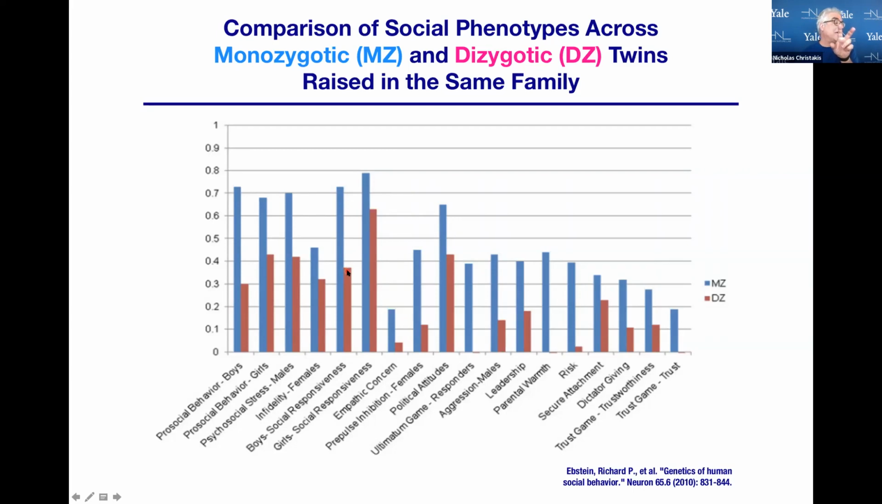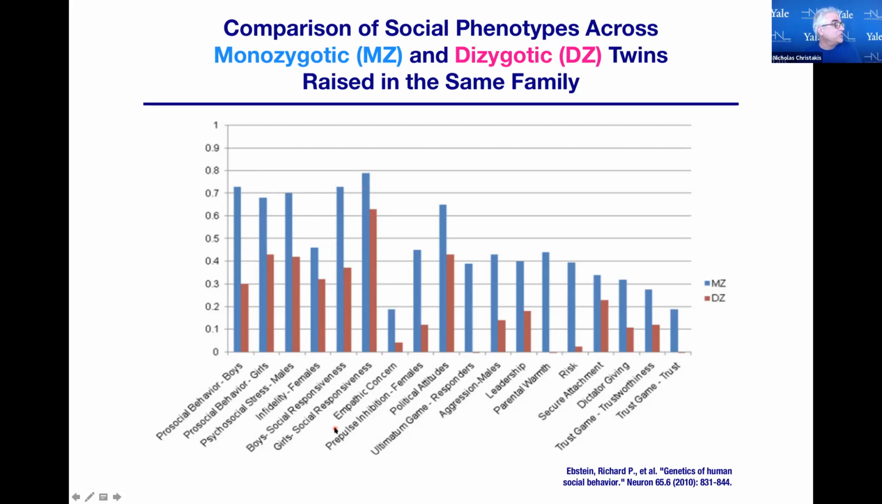Or we now look at the dizygotic twins, and we find that in boys the social responsiveness is much lower. The difference between those two, comparing those two, allows you to make an inference about to what extent social responsiveness is genetically driven versus non-genetically driven.